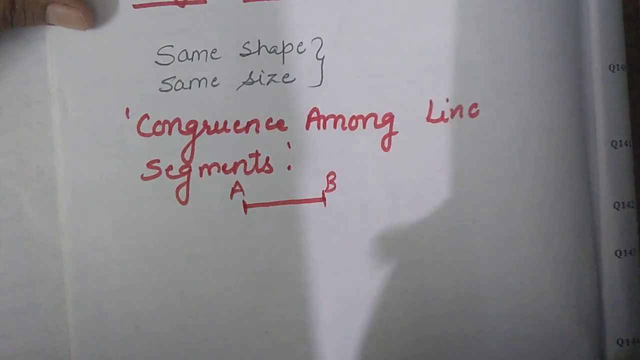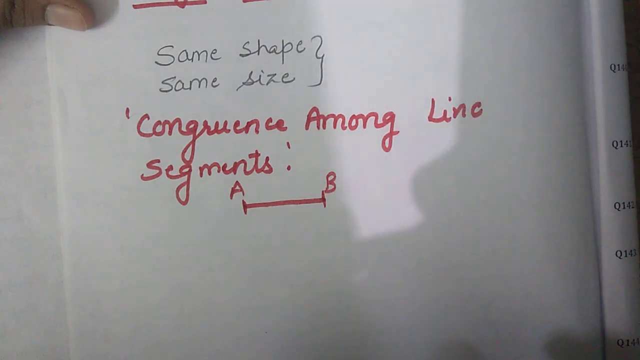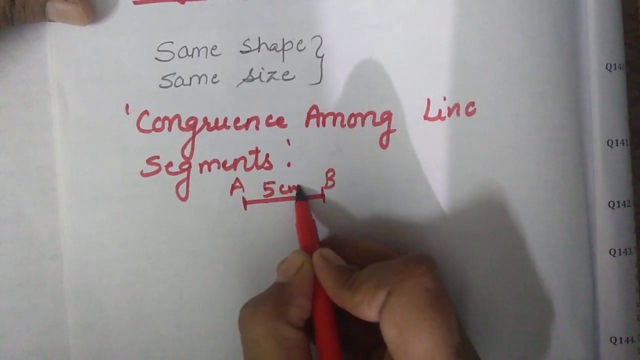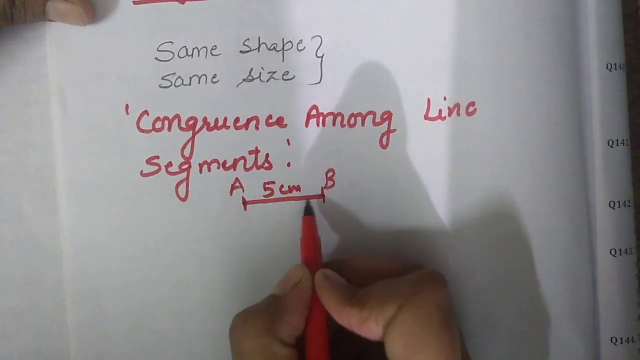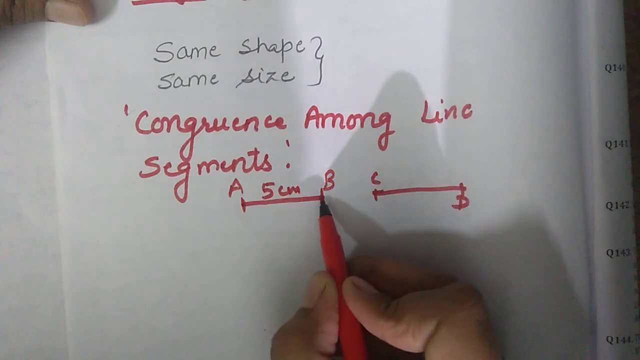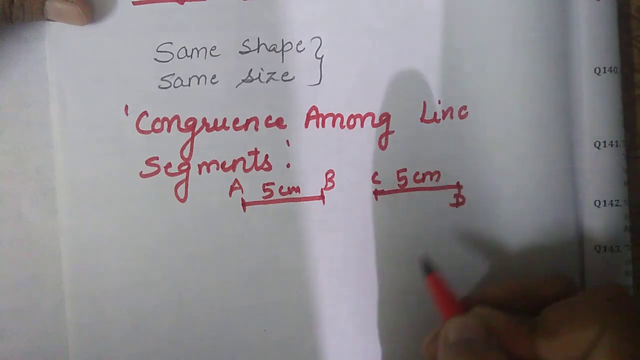So two line segments are congruent if the lengths of those two line segments are equal. Suppose, I can say that AB is congruent to CD if AB is 5 centimeter and CD is also 5 centimeter.